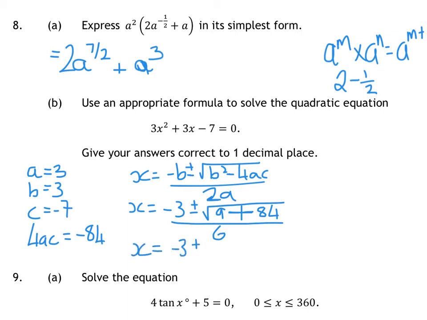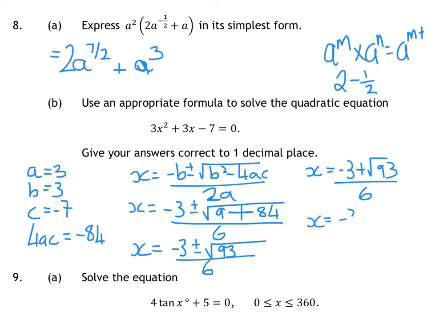Then we tidy up that bit under the square root. 9 plus 84 is 93, all over 6. Then you split that into 2 little sums, one with a plus, and one with a minus. Normally I would write these side by side, but I don't quite have enough room. So these are your two sums.